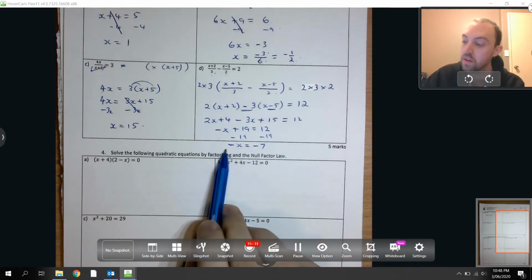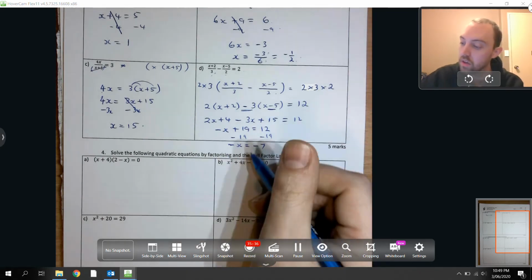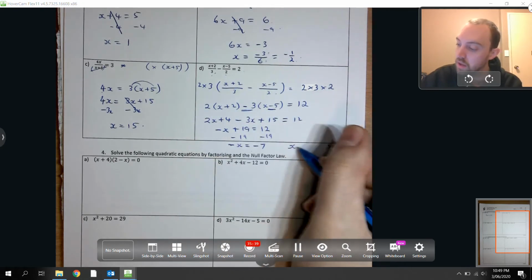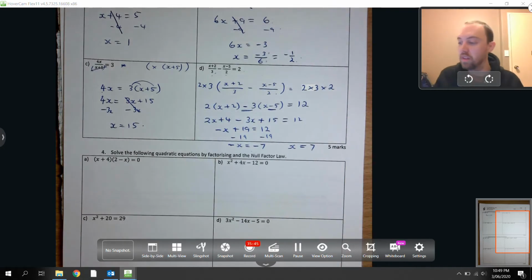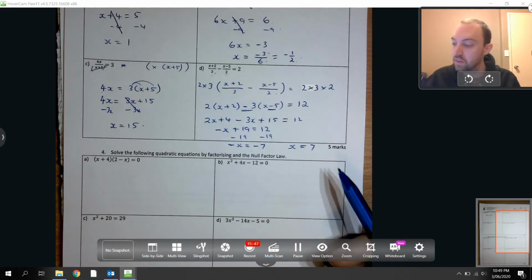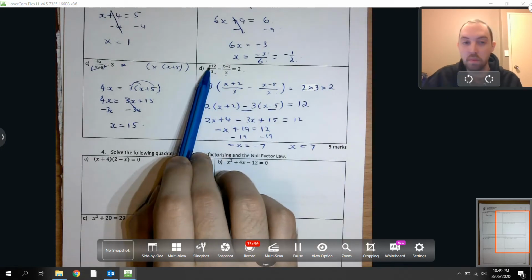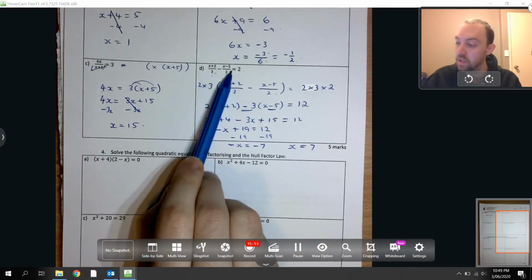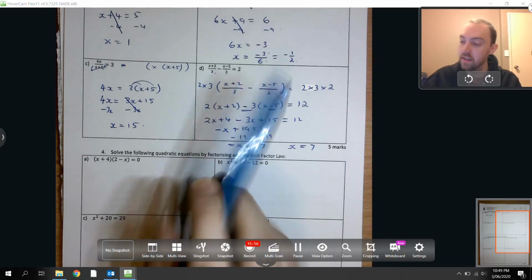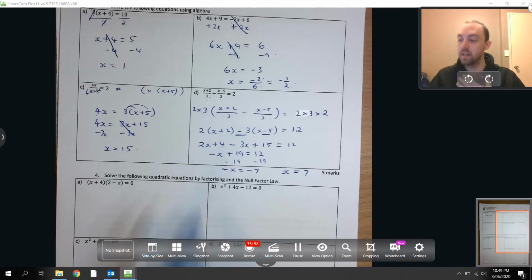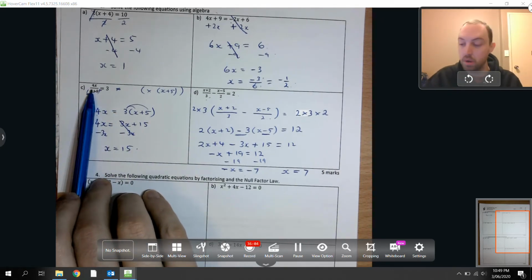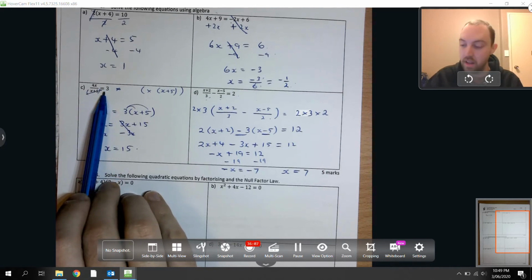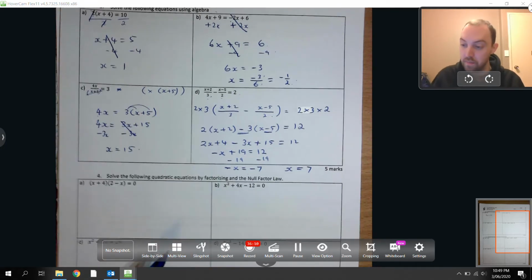Alright. To get rid of the negative, I can times or divide by -1. Negative times negative is a positive, so the negative is going to cancel on both sides. x is equal to 7. So if I put 7 back into my original equation, then I should get the right-hand side here. And that goes for each of these problems. If you can put your solution back into the original problem and come out with the right-hand side, then you're doing something right.